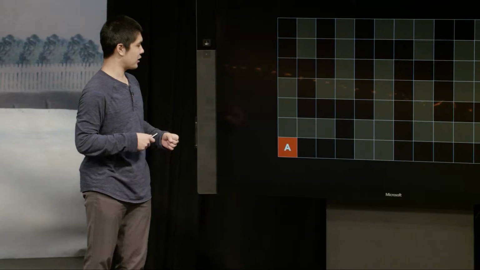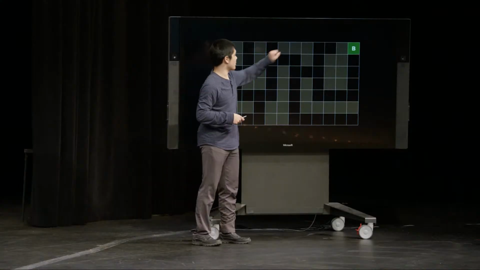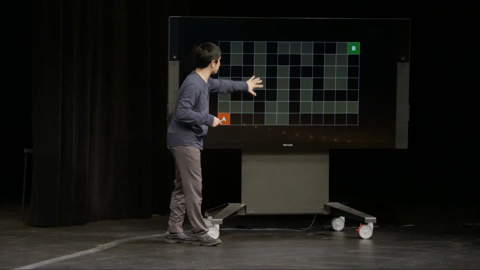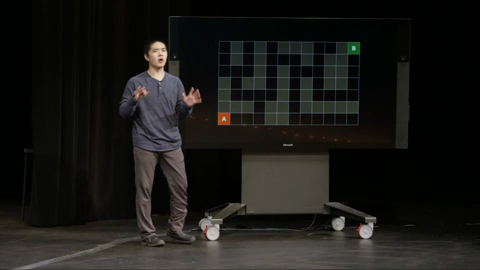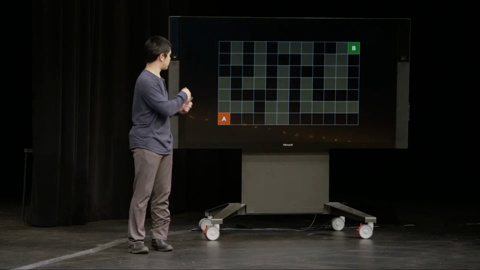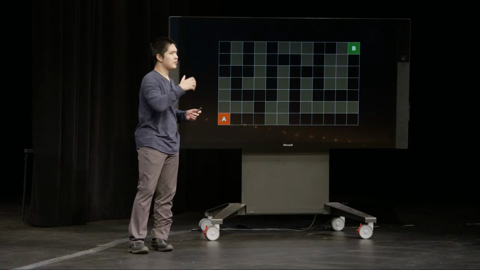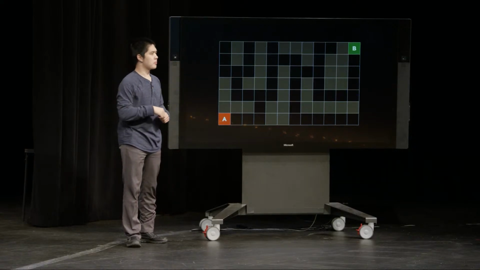Imagine we have a maze like this. We're trying to get from point A to point B. But of course, we have some walls here. These grayed out squares are walls that we can't cross through. But we'd still like to try and find some path that will get us from point A to point B.